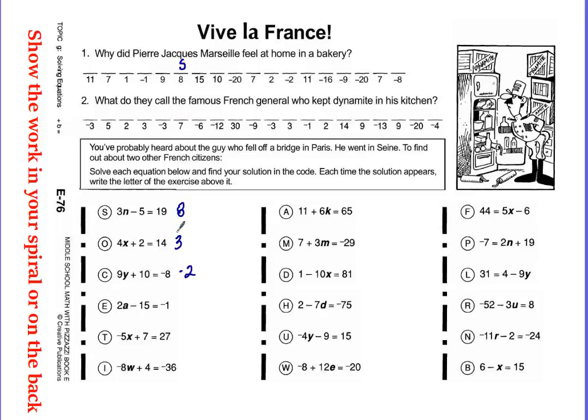Everywhere 3 appears, there should be an O. Is there a 3 right there? I wouldn't be surprised if there were more than one, because O is a popular vowel. And everywhere C appears, there's a negative 2. Or excuse me, everywhere negative 2 appears, there's a C. So negative 2 there, and that's my only negative 2.